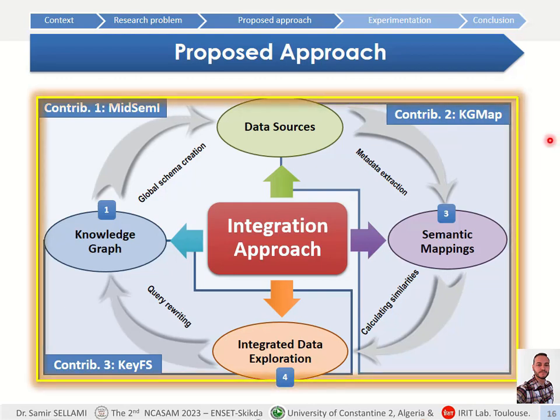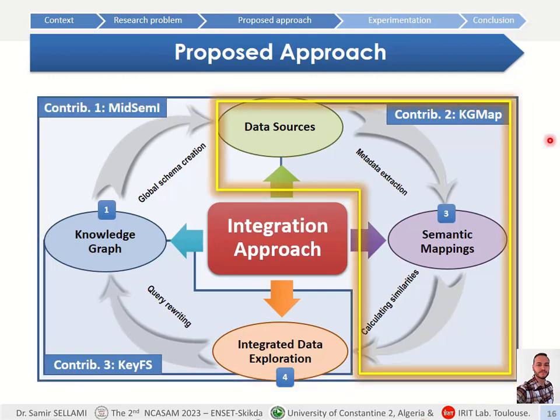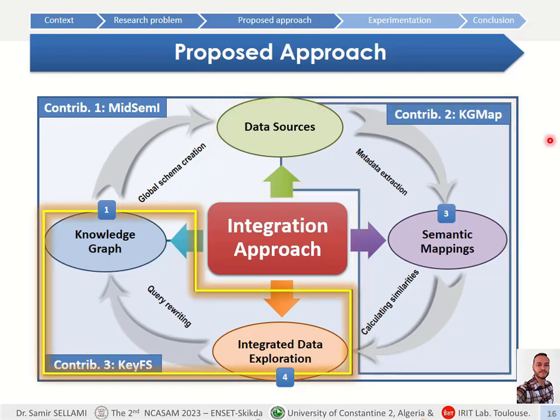First, MidSemi, or middleware for semantic integration, which provides a global framework for knowledge graph creation and source metadata extraction. Second, KGMap, or knowledge graph mapping model, which presents a matching approach that allows establishing a mapping between the knowledge graph schema and the source metadata. And finally, KFS, or keyword-based faceted search over integrated data, which presents a semantic search engine that ensures the rewriting of user queries and the exploration of integrated data.